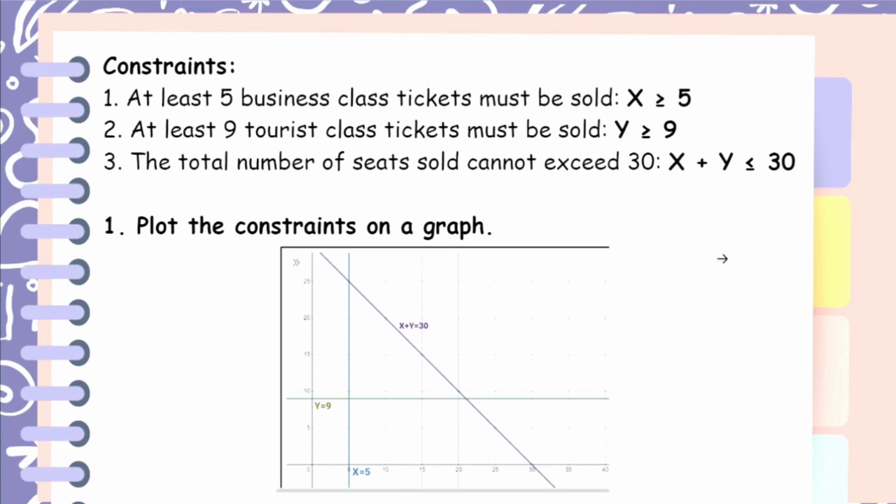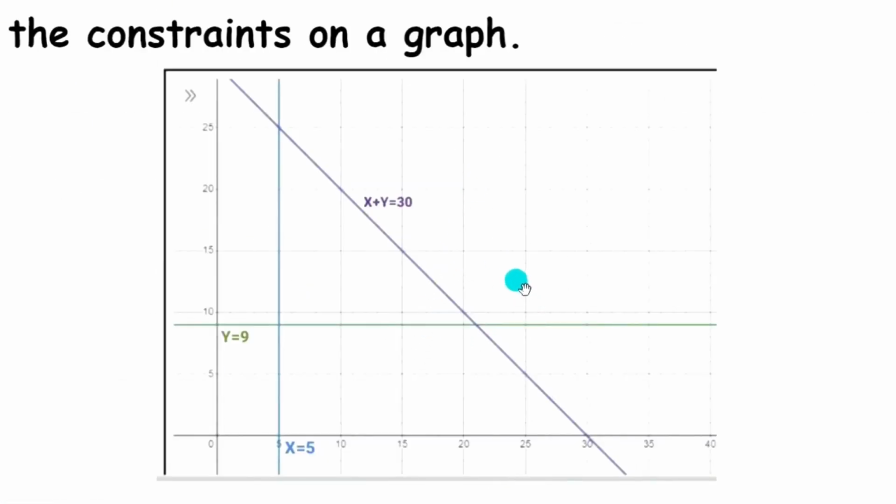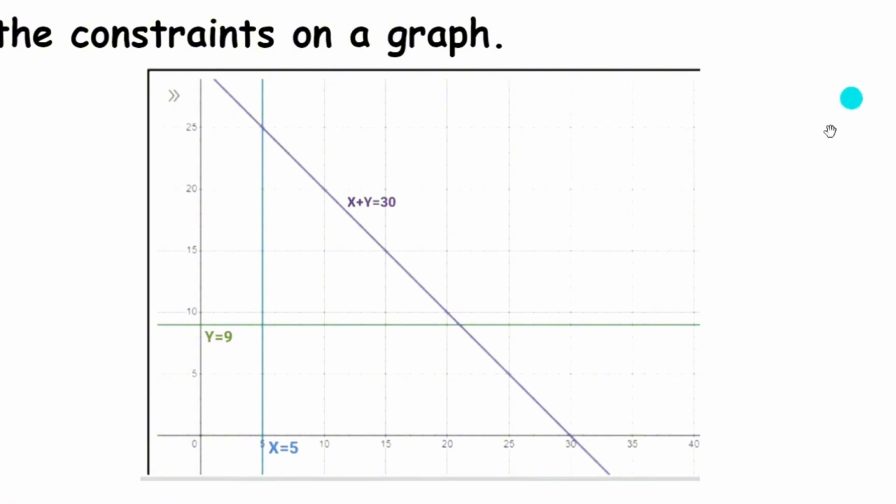But before we do that, we must consider these inequalities as equations. Therefore, x is greater than or equal to 5 will turn into x equals 5, while y is greater than or equal to 9 will convert into y equals 9. Then lastly, x plus y is less than or equal to 30 will convert into x plus y equals 30. And this graph below will show what it looks like.